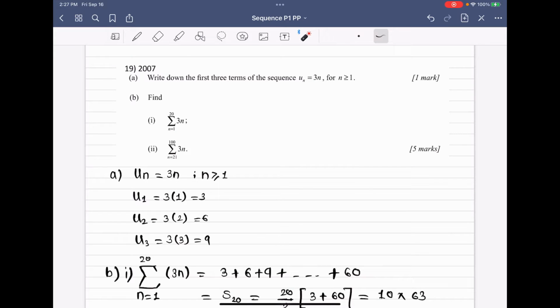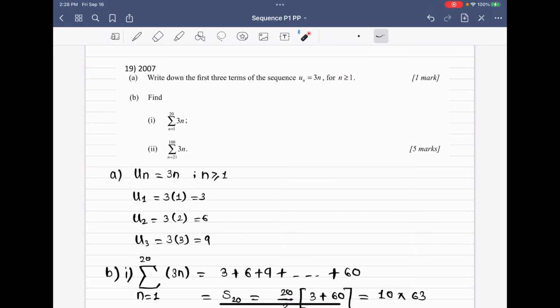Year 2007, paper 1 type of question. This is a sequence as well as sigma notation problem. Write down first three terms of the sequence un is equal to 3n, where n is greater than or equal to 1. Term number cannot be 0, cannot be negative, cannot be a fraction, cannot be a decimal. So it has to be always a positive integer.